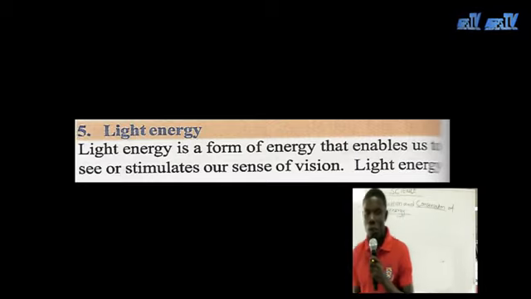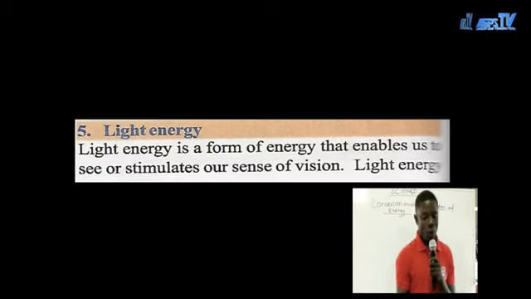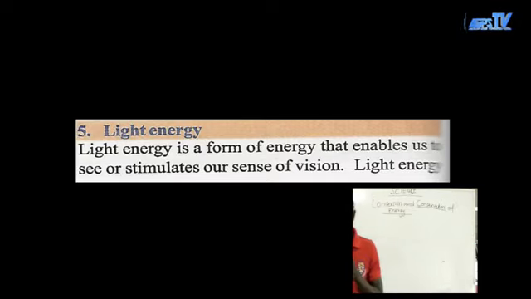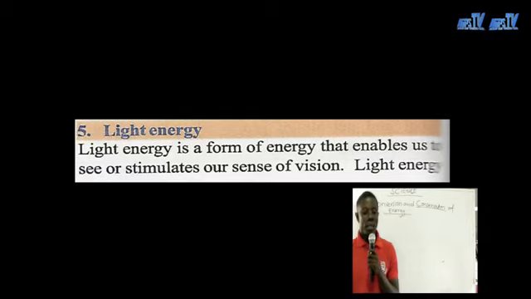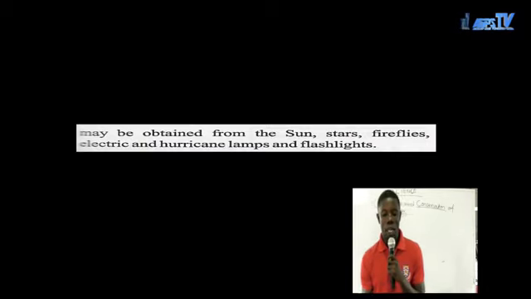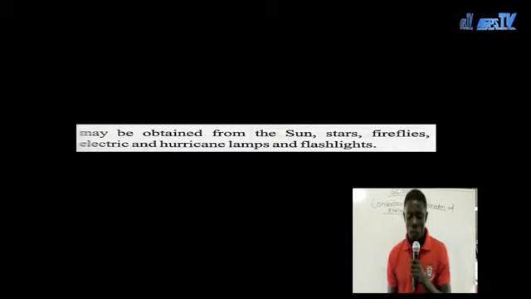So without light, you cannot see. And we can also obtain light energy from what? Fireflies. We have lamps. The sun also produces a lot of light to the earth. So we have sun, we have stars, we have fireflies, we have electric and hurricane lamps and flashlights. All this produces what? Light. So without light energy, we cannot see.